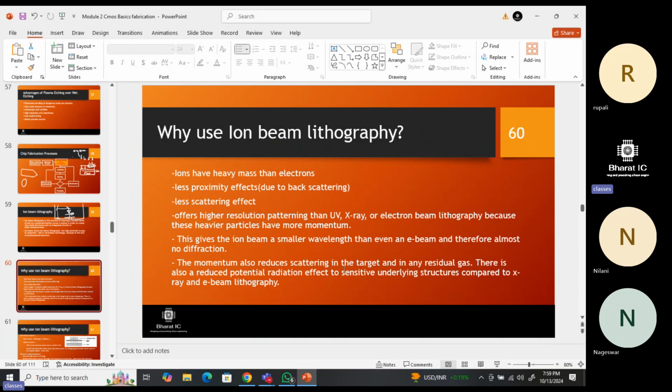There is also reduced potential radiation effect on sensitive underlying structures compared to X-ray and E-beam lithography. These are some advantages of ion beam lithography over UV, X-ray, and electron beam. The momentum reduces scattering, because the ion is heavier in mass than an electron.